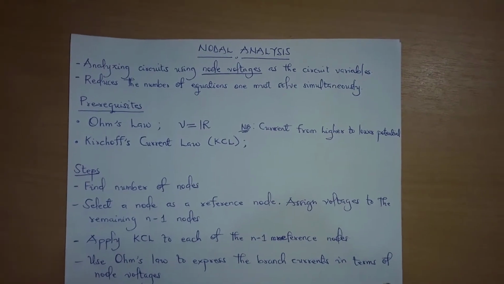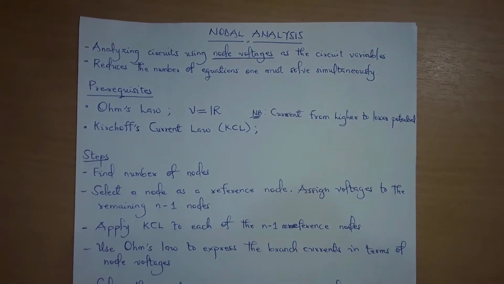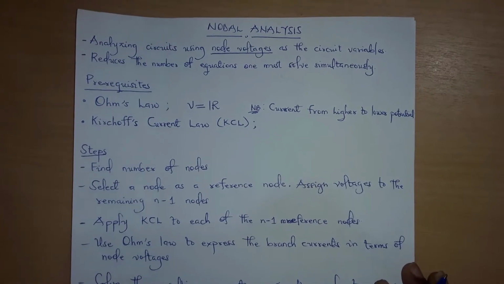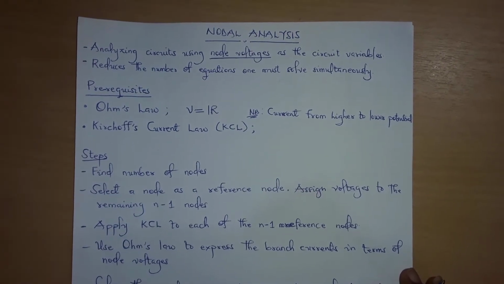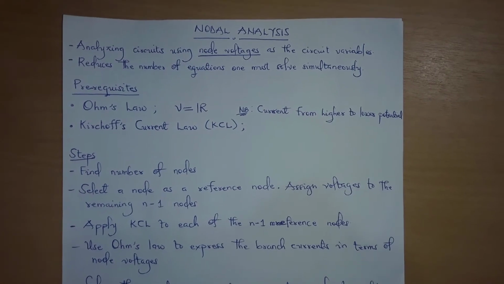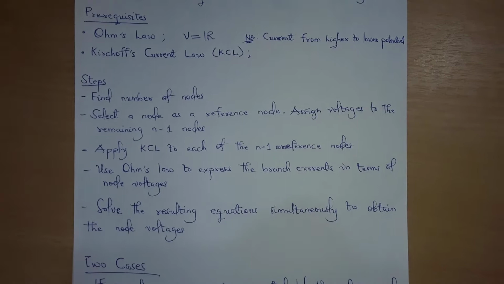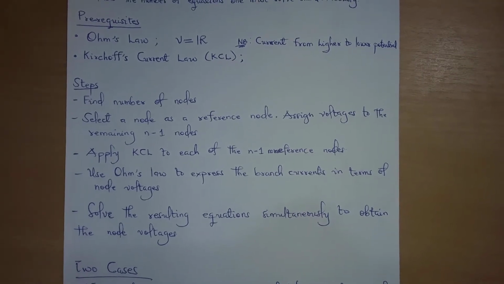So first you find the number of nodes, then you select a node as a reference node. After doing that, you assign voltages to the remaining n-1 nodes. Then you apply KCL to each of the n-1 non-reference nodes. Then you use Ohm's law to express the branch currents in terms of node voltages. Then the rest is simultaneous equations. You obtain your node voltages.